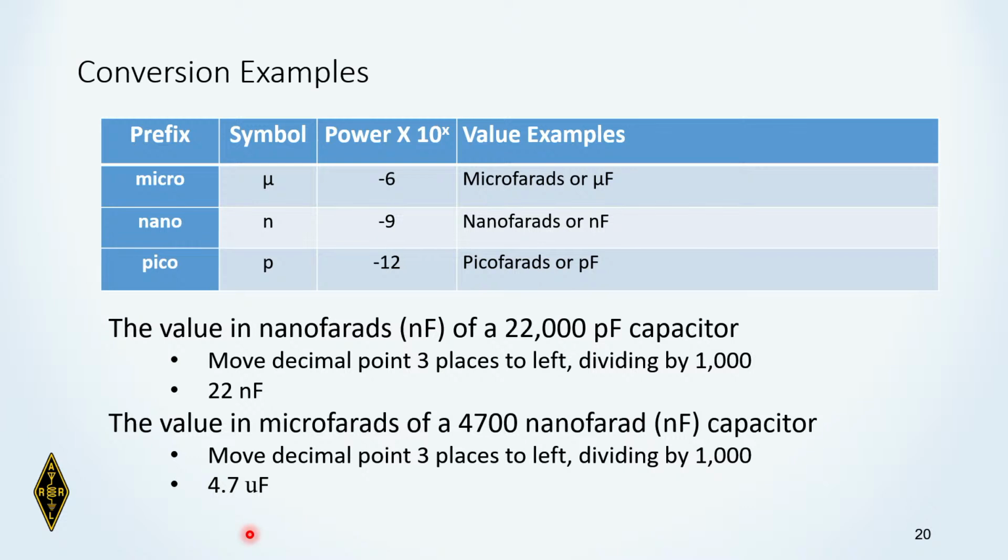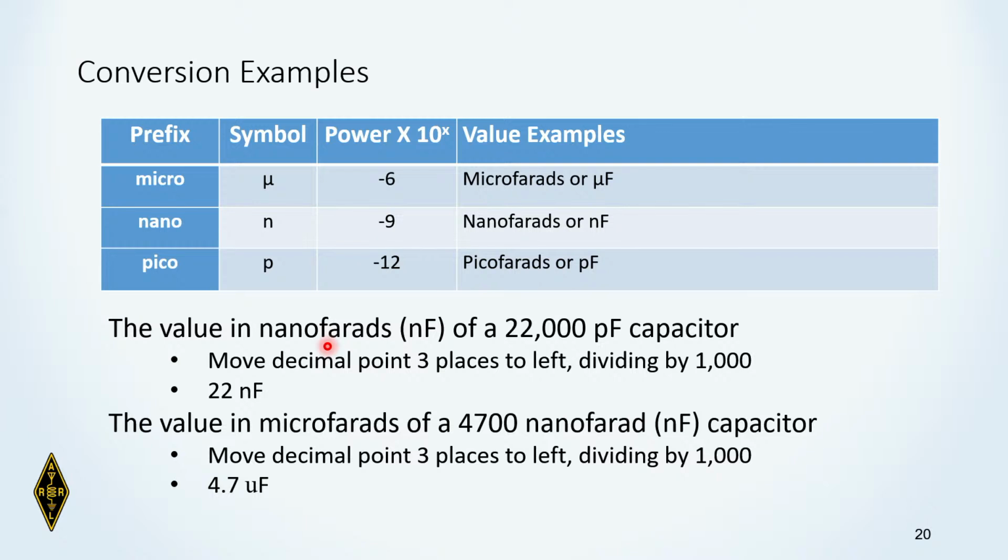This used to be a pool question, but it isn't anymore. But I thought it was worth leaving in here just to illustrate the point. So the value in nanofarads of a 22,000 picofarad capacitor. Notice how big that is, kind of cumbersome to work with. So we want to convert this large number of small units to something a little bit more reasonable.